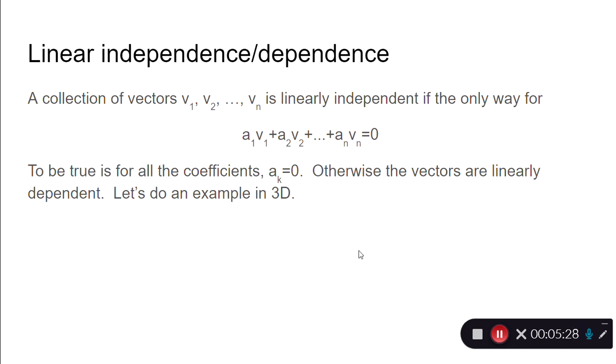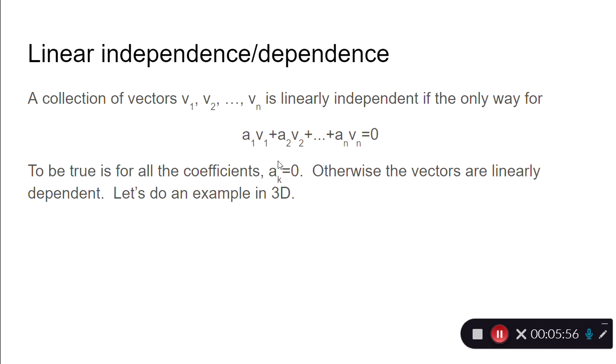All right, so here's the definition. A collection of n vectors, v1, v2, etc., is linearly independent if the only way for this linear combination to equal 0 is for all the a's to be 0. If the only way to make this true is for all the a's to be 0, then all the vectors are independent. So think about what this means.